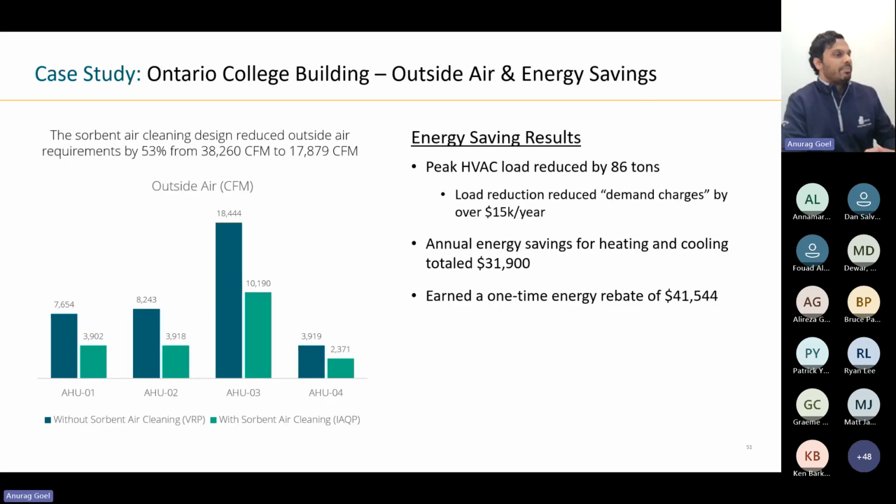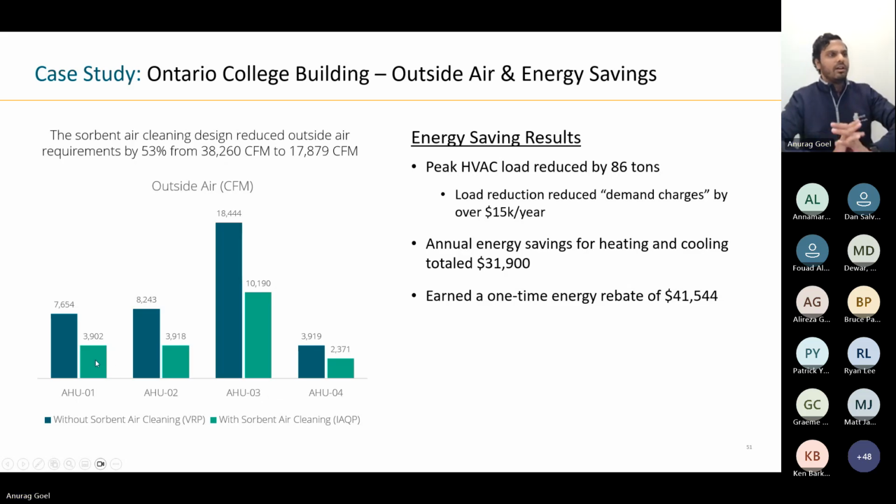So for the same university space, you can see here a system by system breakout of the baseline or the VRP ventilation rates versus the IAQP ventilation rates. So there are 4 air handling units here. Each one of them achieved about a 50% reduction in ventilation requirements using the IAQP with air cleaning, and that's represented in the lighter green bars on the right side.